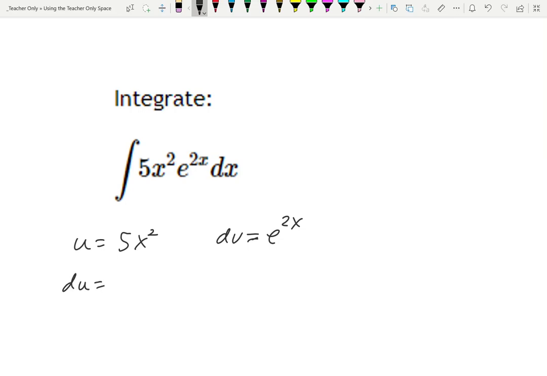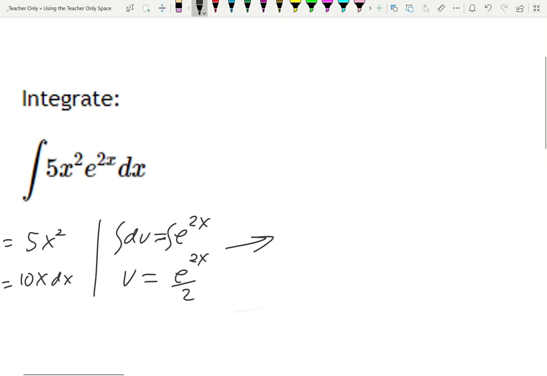The derivative of 5x squared would be 10x dx. Where similarly, we're now going to do the antiderivative of dv, which would give me v. And the antiderivative of e to the 2x would be e to the 2x divided by 2. Now, if you're not sure where that came from, let's go over here and do a little side.